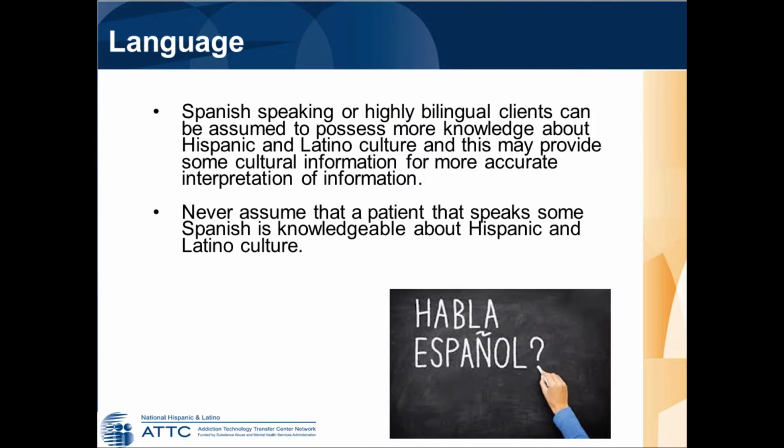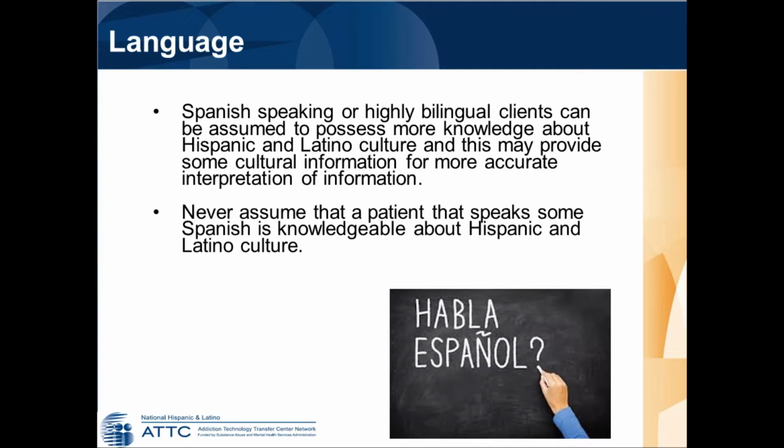With regard to language, when breaking down language, we make some assumptions sometimes. So Spanish-speaking or highly bilingual clients can be assumed to possess more knowledge about a Hispanic and Latino culture, and this may provide some cultural information. But remember, we're talking about such a diverse group. If somebody speaks Spanish, for example, it doesn't make sense to think this is the ambassador from this particular group, because the group is just so highly diverse.